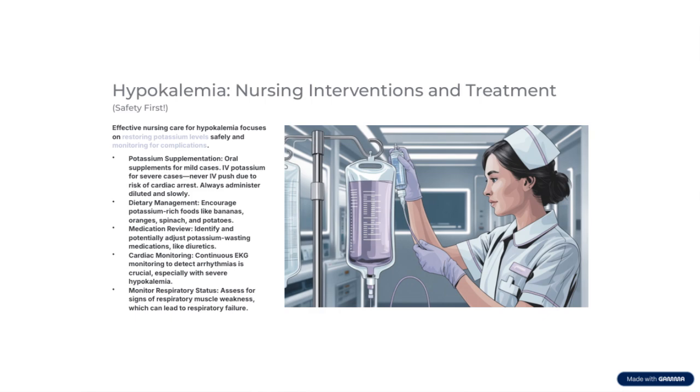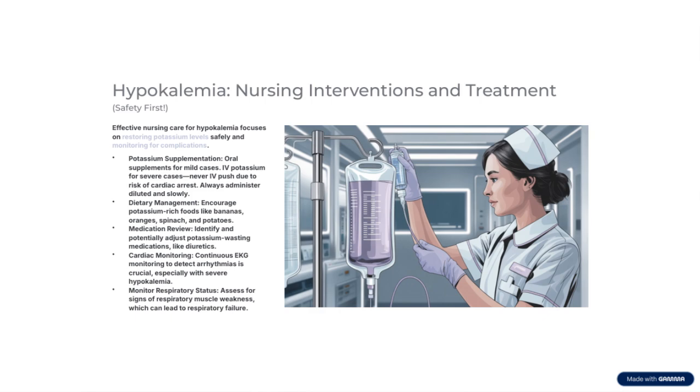Moving on to dietary management, encouraging patients to eat potassium-rich foods is a key part of treatment. Foods like bananas, oranges, spinach, and potatoes are excellent choices to help restore potassium levels naturally. Next, we need to review the patient's medications. Some drugs, especially diuretics, can cause potassium loss. It's important to identify these medications and consider adjusting them if necessary to prevent further depletion.